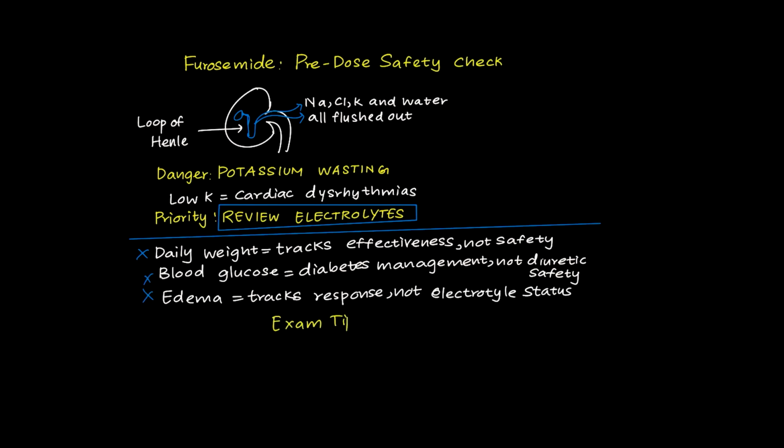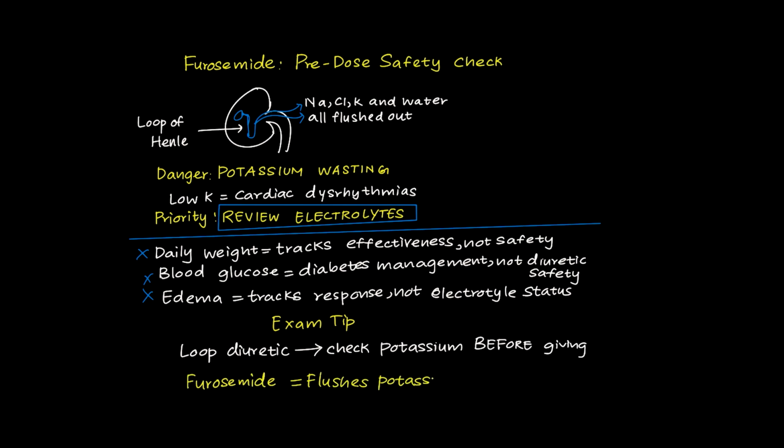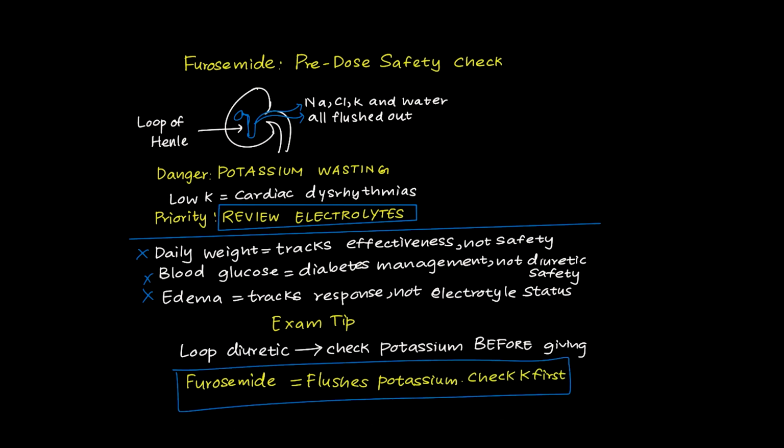Here's a WGU D455 exam tip for you. Before giving any loop diuretic, check potassium. Furosemide wastes potassium, and hypokalemia causes fatal arrhythmias. Quick recall hook: furosemide equals flushes potassium. Check K before you give it.